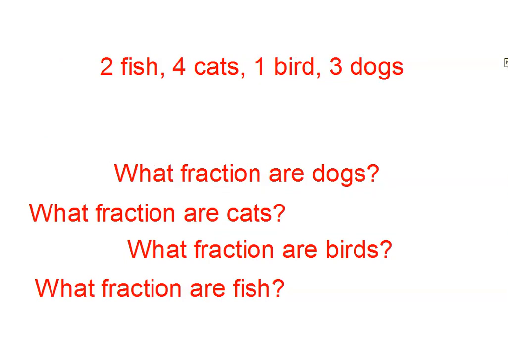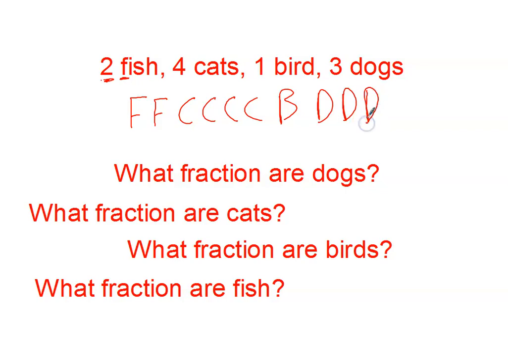2 fish, 4 cats, 1 bird, 3 dogs. For people who need to visualize a little bit more, I take this and just say, okay, so there's my 2 fish. Put F's for fish. There are 4 cats. 1 2 3 4 C's. 1 bird. 3 dogs. If you happen to get one where the words start with the same letter, you can just do something else. I could have drawn the picture of the fish, the cats, the birds, and dogs, but I felt like it would have taken a long time.